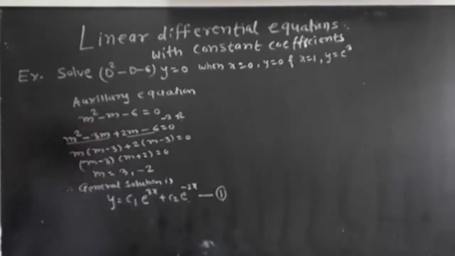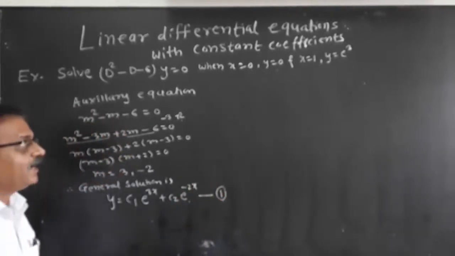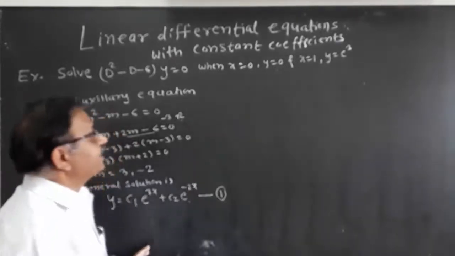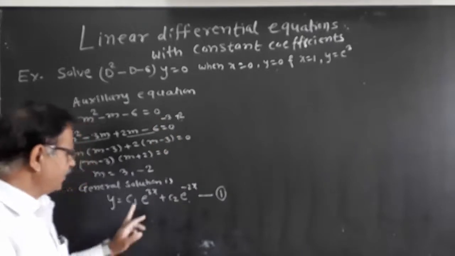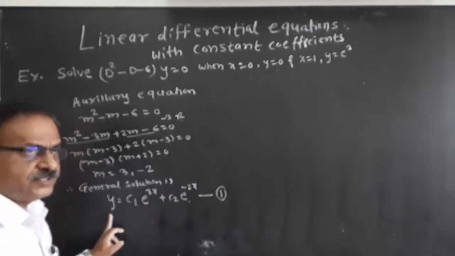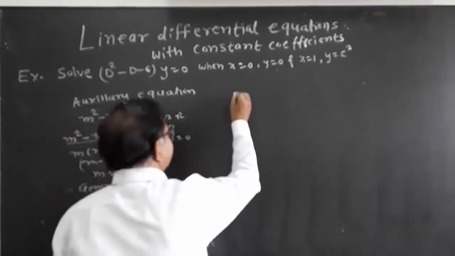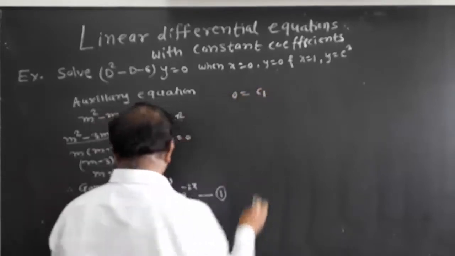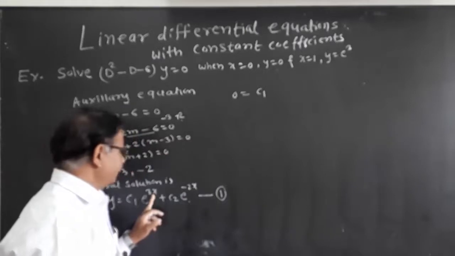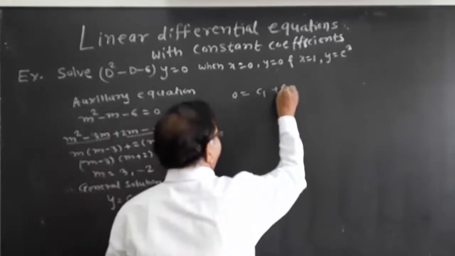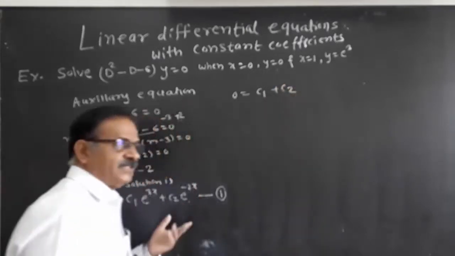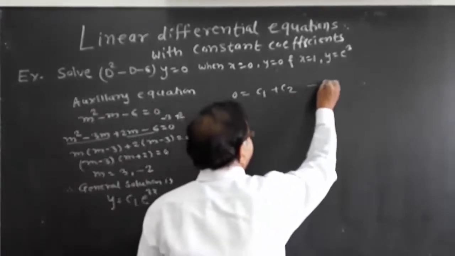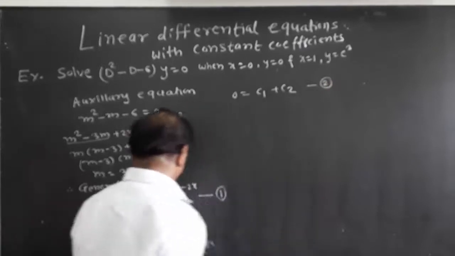This is the general solution of the given differential equation. To find the particular solution, we shall apply the conditions. When x equal to 0, y equal to 0. Therefore we shall put x equal to 0, y equal to 0 in equation 1. We will get 0 equal to c1 e raised to 3 times 0 plus c2 e raised to minus 2 times 0, and e raised to 0 is 1. Therefore this is the second equation, c1 plus c2 equal to 0.